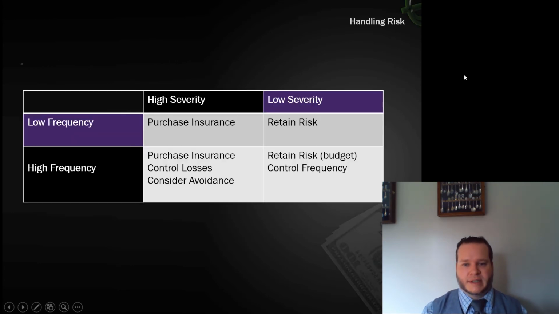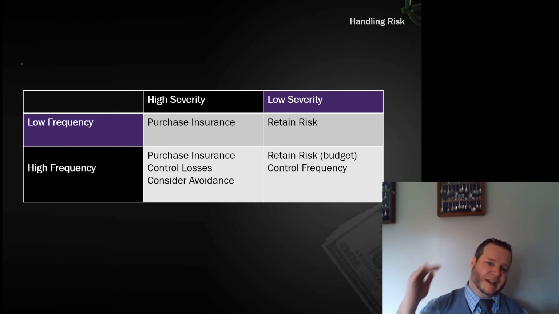Now, this table gives us a sense of what we should do. If you have something that's high severity, costs a lot when it happens, but low frequency, doesn't happen very often, like dying. You die, your family loses your entire lifetime earnings. Every dollar you would have earned after this point, they lose. That's high severity. But it's not very likely to happen. You're 25, 30, 35, 40, 50, anybody under 70, it's pretty unlikely that you'll die in any given year. So it's low frequency, not likely to happen, but if it does, it costs you a lot.